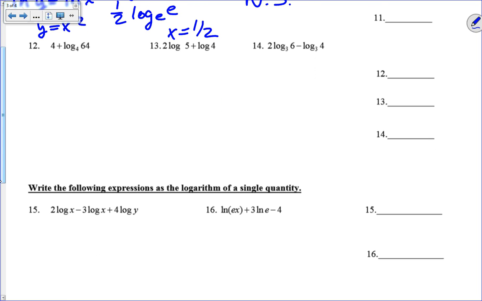Number 12. How could we work with this? We have a log base 4 of 64. Does anybody know what log base 4 of 64 is? So logs ask the question, 4 to what power is 64? Your answer would be 3, right? So we can just take this log base 4 of 64, and we know that's equal to 3. So now it just becomes a 4 plus 3 problem. What's that? A nice 7, right? Are you kicking yourself because you didn't do that in the partner test?